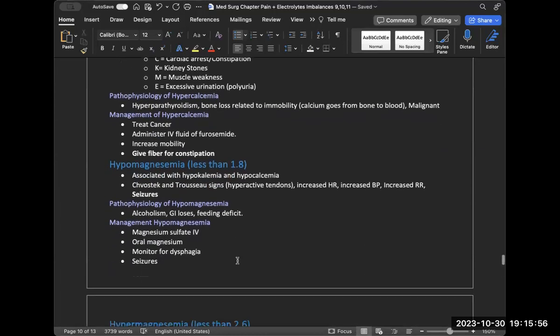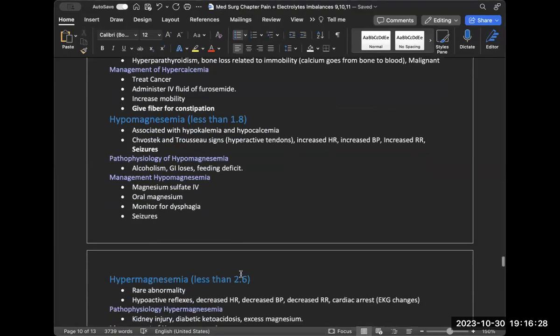Now, this is caused by hyperparathyroidism. So high calcium levels are caused by hyperparathyroidism because an increase in that parathyroid hormone is going to cause an increase in the calcium levels. How do we treat hypercalcemia? Well, we're going to reduce those calcium levels and we're going to increase mobility and give fiber for constipation. I think the most important point here is giving that fiber for the constipation because the constipation is one of the most common symptoms that you see in hypercalcemia.